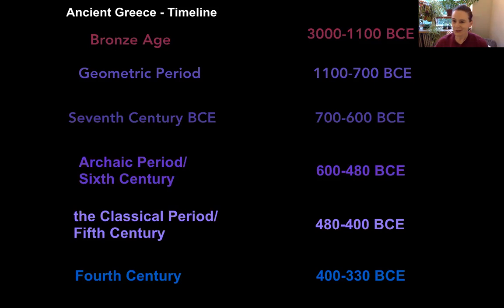Okay, introducing you to the ancient Greek timeline. I really liked cool colors when I was making this slide. So I'm going to start talking about ancient Greece in a period actually towards the end of the Bronze Age, or sort of middle to the end of the Bronze Age.